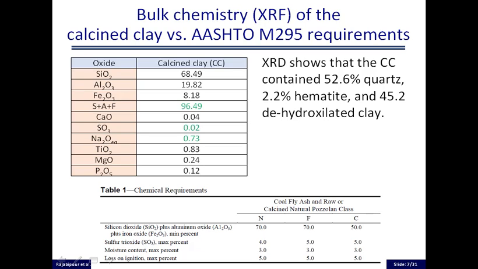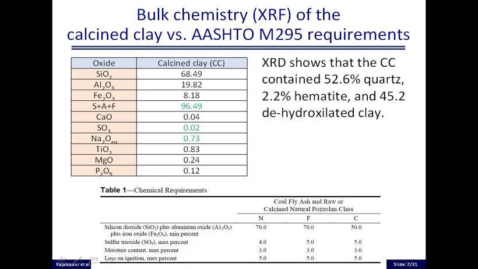So they have very low calcium content, and from a chemical standpoint, they fit a pozzolan very nicely. If we go down the table on the top, we see the sulfur content is pretty low. The alkali content is fairly low. AASHTO specifies an optional requirement of 1.5% alkali content, and this is less than half of that.